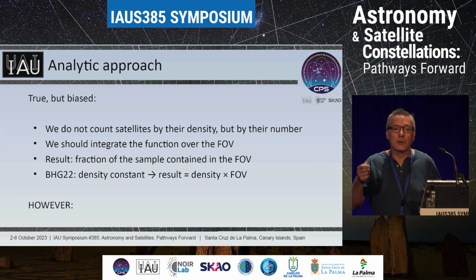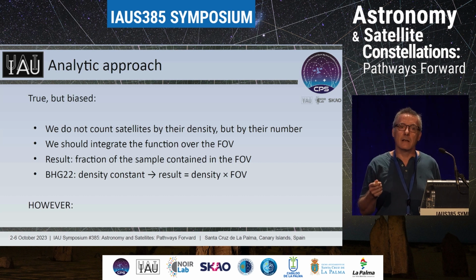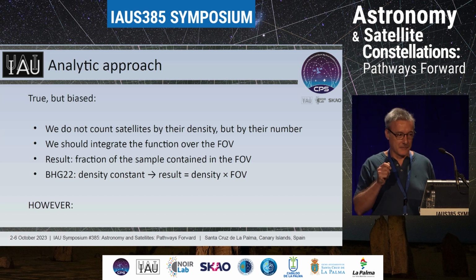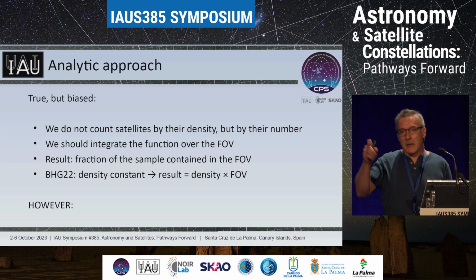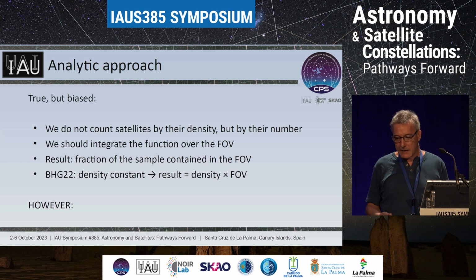This means that what we have to do is to integrate the density function. And even though the density is infinite at several points, the integral is not. So the number of satellites is never infinite. If you make the integral on some region of the sky or of the shell, we get the fraction of the sample that is contained inside the field of view.